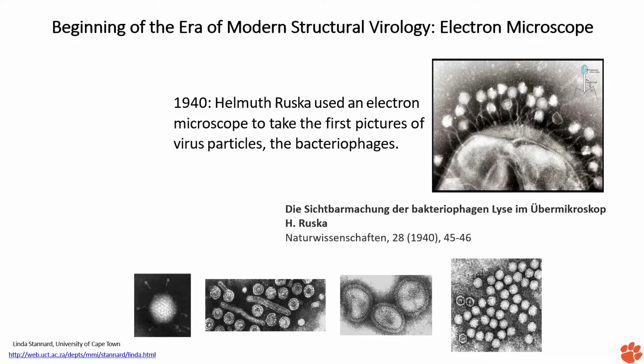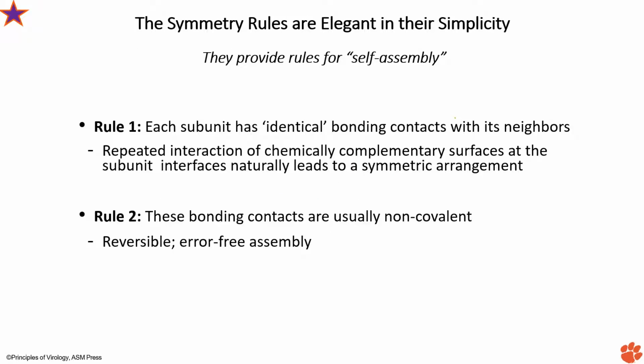All right, so after that, we are looking at the symmetry rules. Definitely remember this question: which of the following describes the virus symmetry for self-assembly? Remember that each subunit has different bonding contacts with its neighbor, and self-assembly of the virus particles like there is always the bonding contacts in the subunits are usually non-covalent. That's basically your answer.